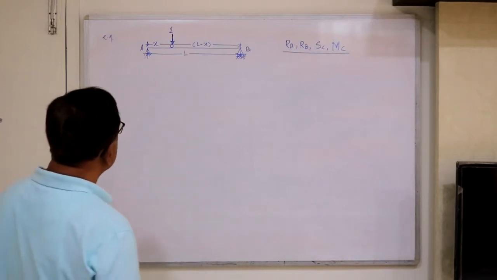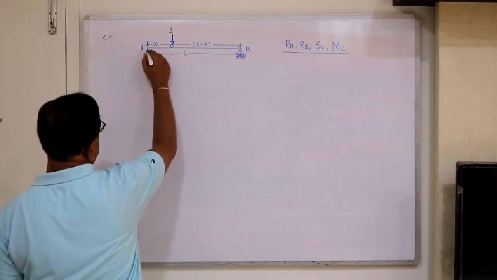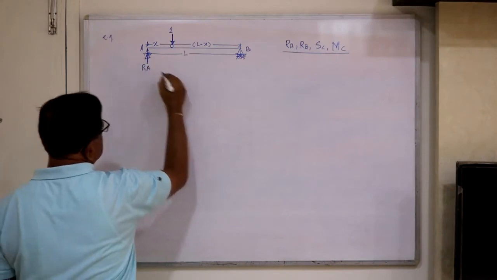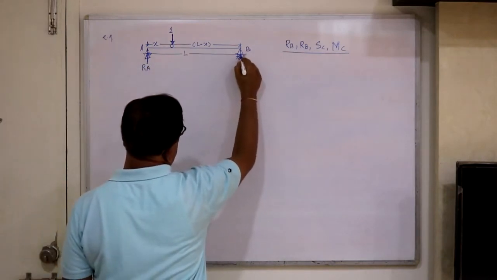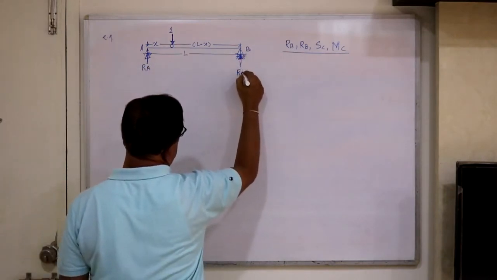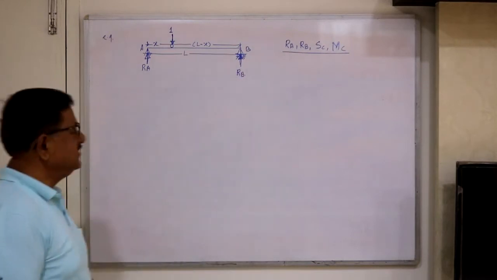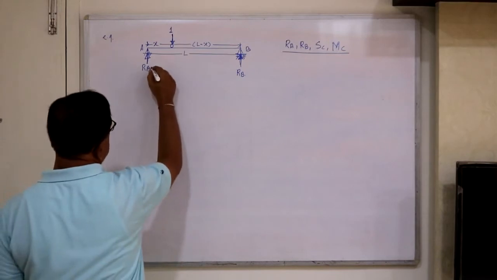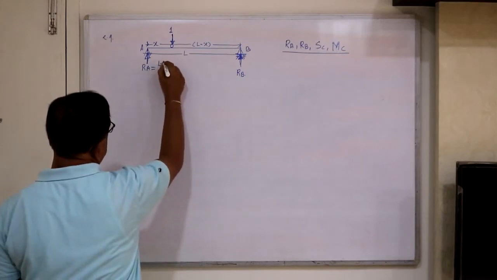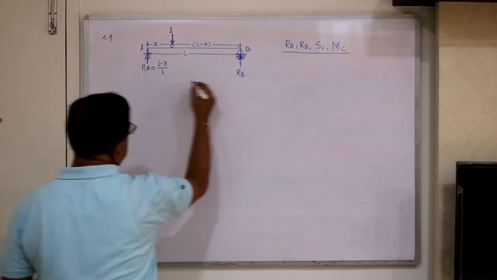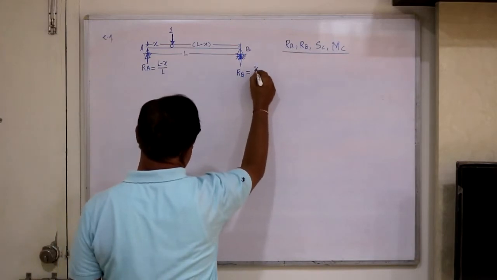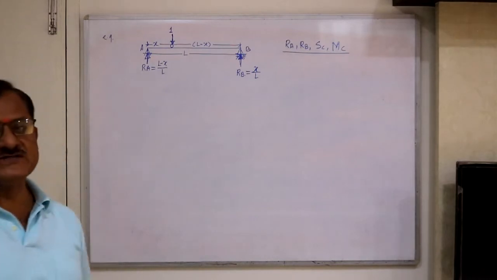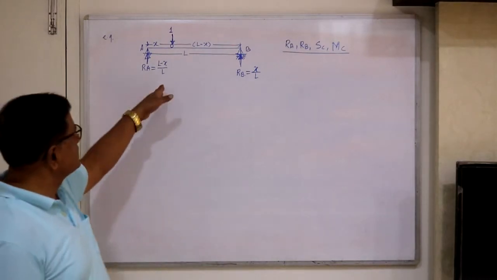Now see, the load is moving from one end to the other end, and say this reaction is RA and this reaction is RB. So for any position X of the unit load, we know that RA is (L minus X) upon L and RB is X by L. Because the load is W, it is Wx by L, W is 1, here W into (L minus X) divided by L.